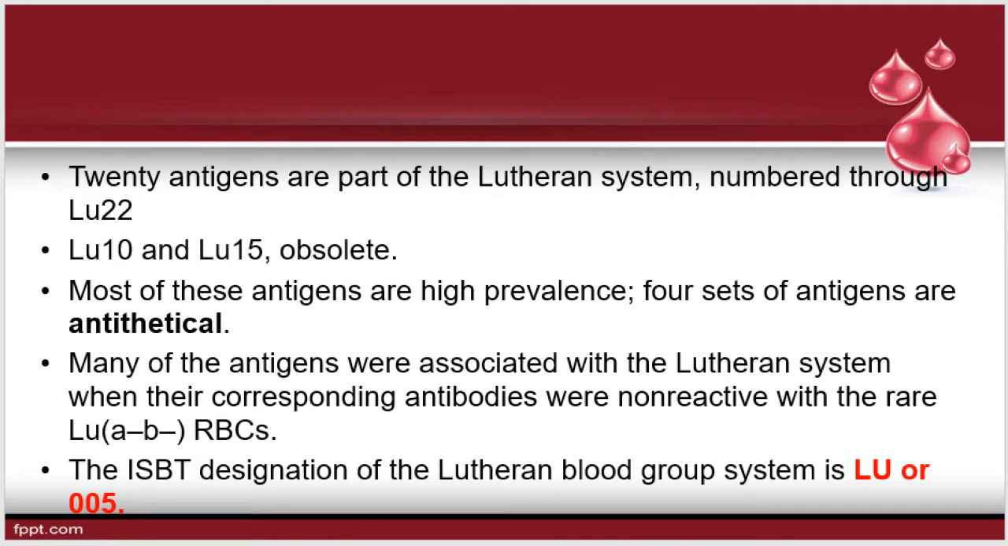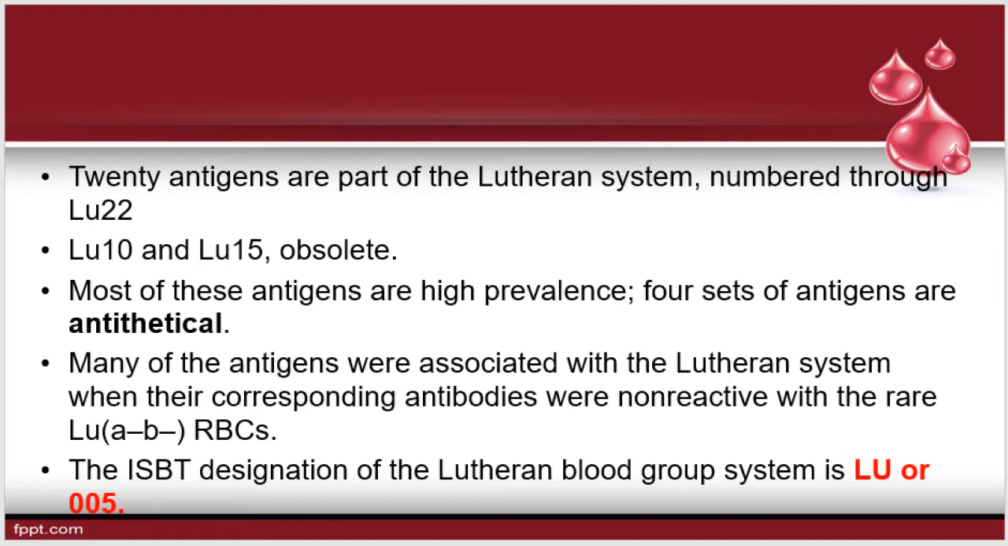The molecular basis for the four pairs of antithetical antigens and several of the high prevalence antigens has been determined through the creation of Lutheran glycoprotein mutants and subsequent sequencing of the exons encoding the extracellular domains. For most of the antigens, expression was caused by a single nucleotide polymorphism resulting in a single amino acid change at the protein level. Many of the antigens were associated with the Lutheran system when their corresponding antibodies were non-reactive with the rare LU A negative, B negative RBCs.